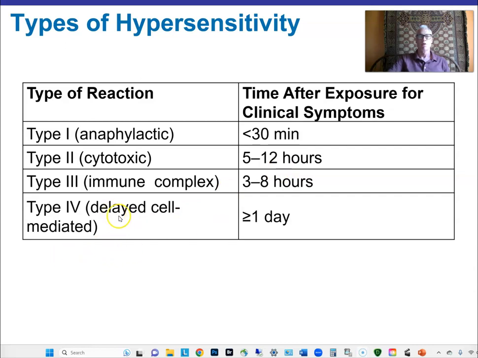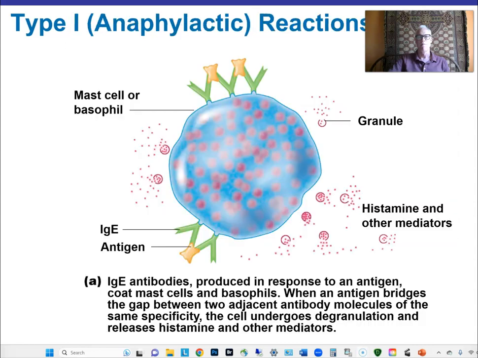And type 4 is called delayed type hypersensitivity, typically, and it takes 2 or 3 days to really get rolling oftentimes. If you have a type 4 reaction that starts up in 1 day, you're going to have a major league reaction by the time it gets to its peak in 3 days or so.